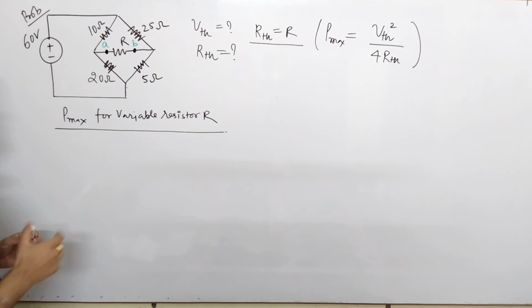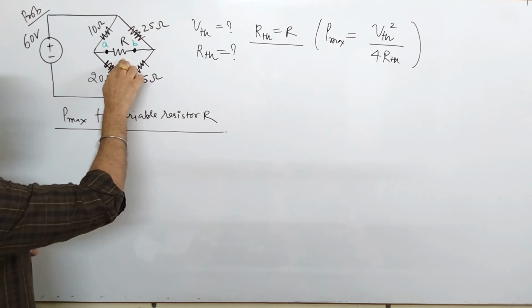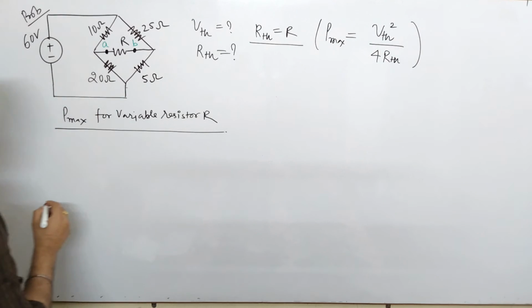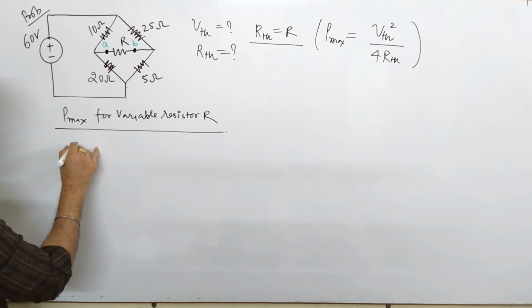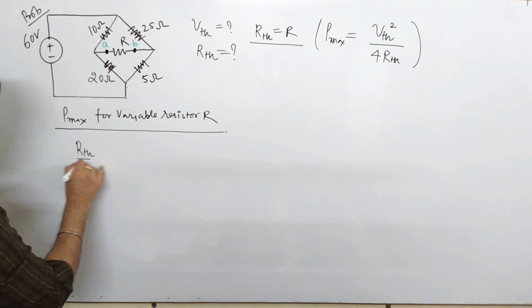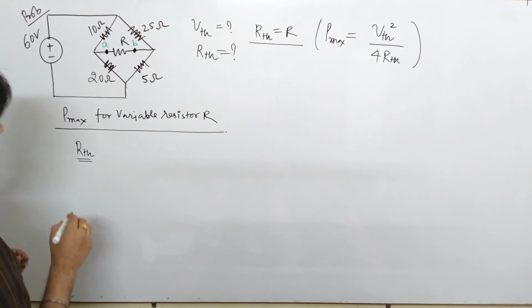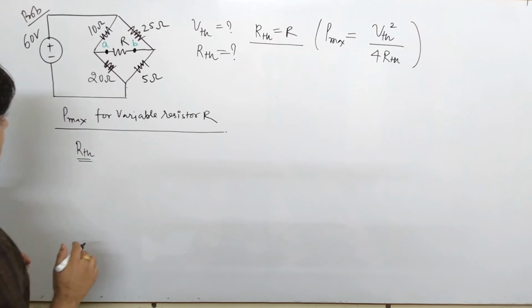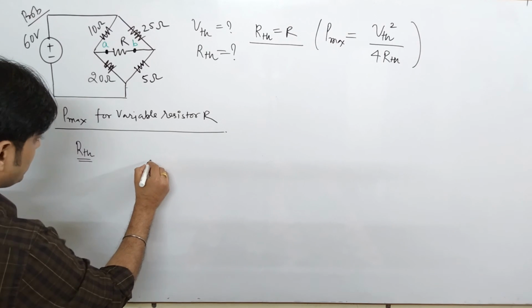Now when we have to find the value of RTH, I am redrawing this network. When we have to find RTH, all your independent sources go off. So your voltage source goes off, and this will become open. So now your network is what? Please see.